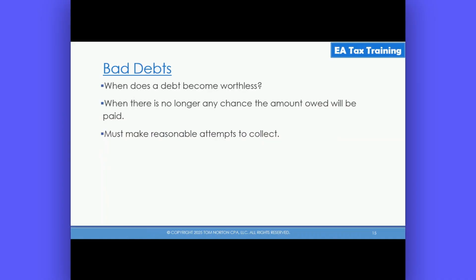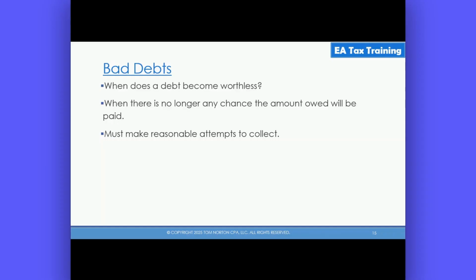So when do we decide that a debt has become worthless? The answer is when there is no longer any chance the amount owed will be paid, and you must make reasonable attempts to collect it. So the most straightforward one would be, let's say whoever owed you the money filed bankruptcy and you filed your claim with the bankruptcy court, and the bankruptcy judge came out and said, sorry, you're too far down the list and there's no money left to pay your loan back.